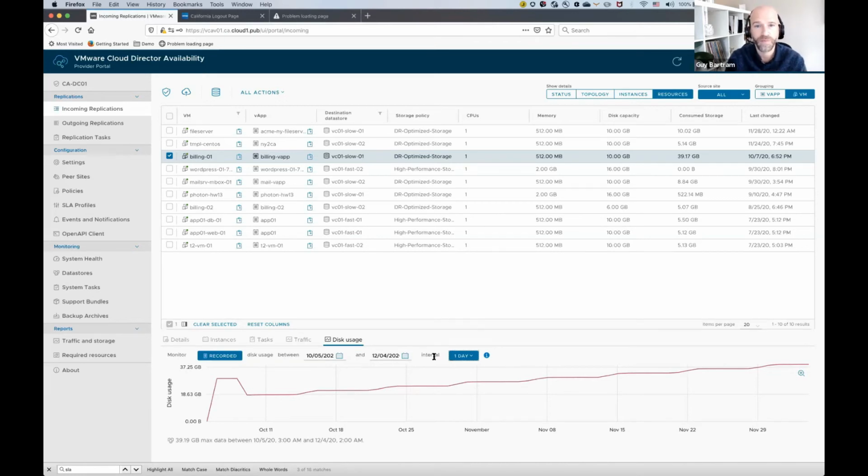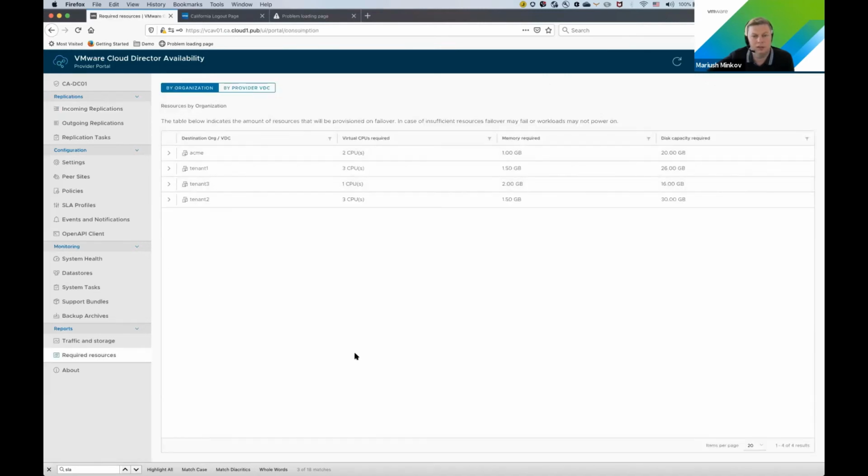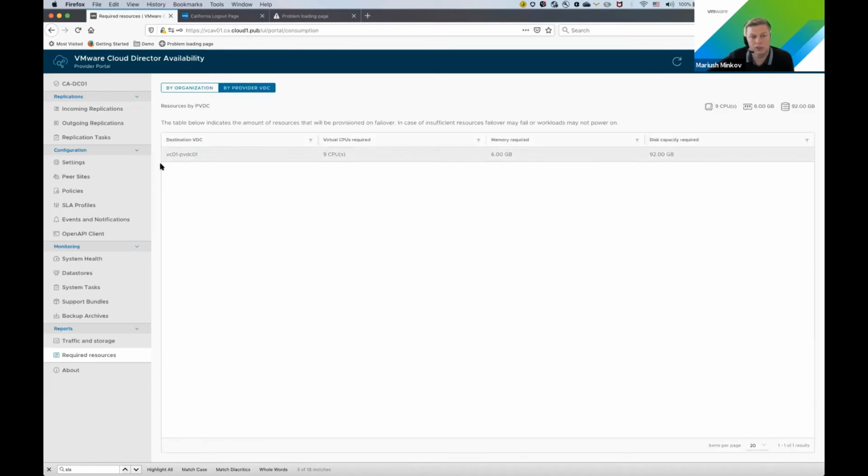Okay. So that's I guess some of the advice for our service providers that perhaps they want to consider. Yes, and an easy way to check what is the total amount of resources protected in the system would be to check the required resources report and switch to the provider view, which gives the summary based on per PVDC.